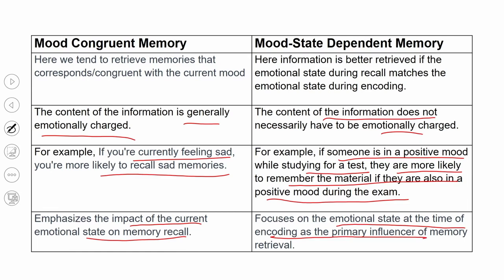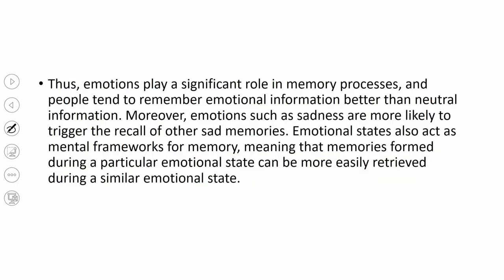While you learn, what the emotional state was will trigger the memory. Here, your present emotional state will trigger the past thing. So, the emphases are different. In both cases, emotions are playing a role in memory. Emotion can play a significant role in memory processes. We tend to remember emotional information better than neutral information; that is a general finding. We tend to remember emotional information much better than neutral ones. We have seen the evidence.